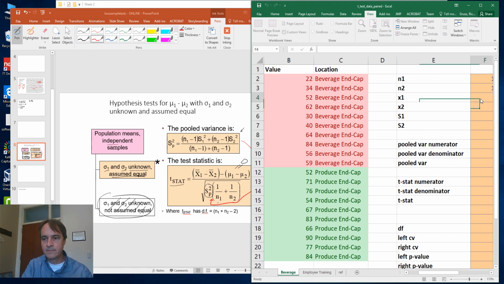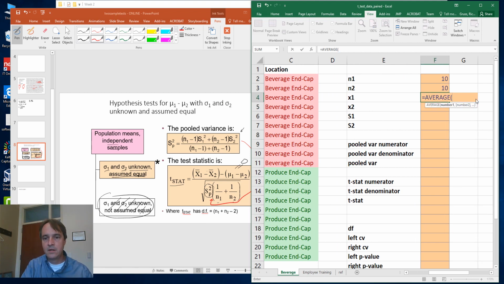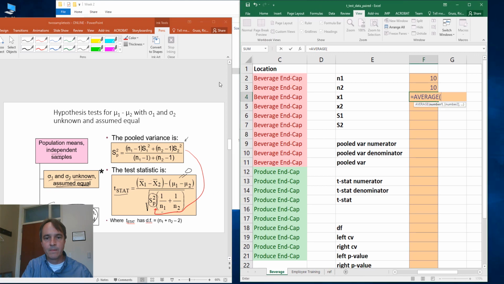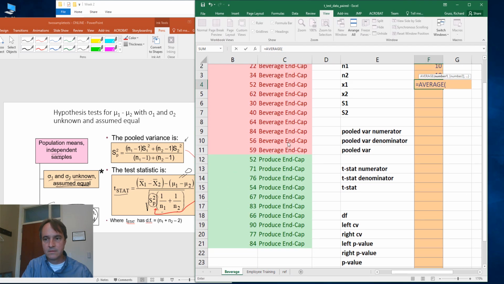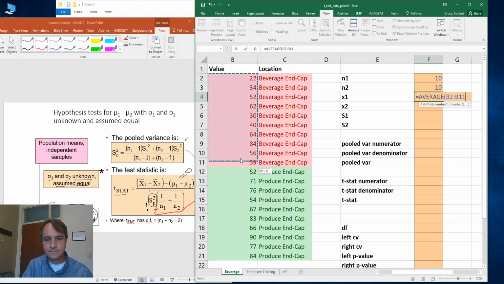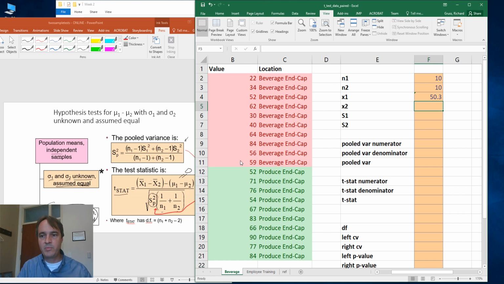So X1 is going to be equal to the average of these. Okay, so 50.3. And then X2 is our other sample average, so we'll do the average of these. We can see that the produce end cap appears to have a higher sample average, but once again, because we don't have a concept of what the variance and confidence intervals are, we can't say whether that 72 is significantly larger than that 50.3.